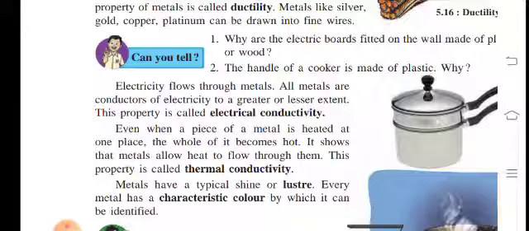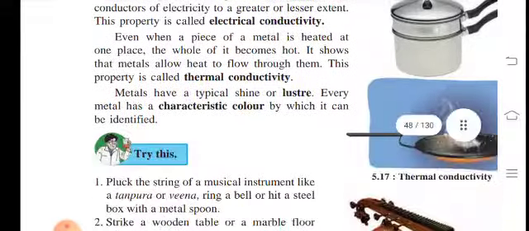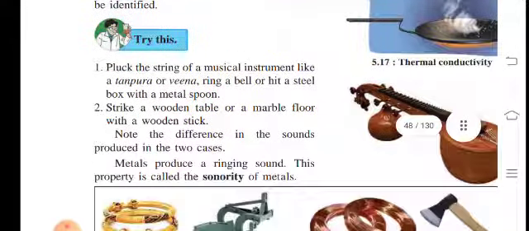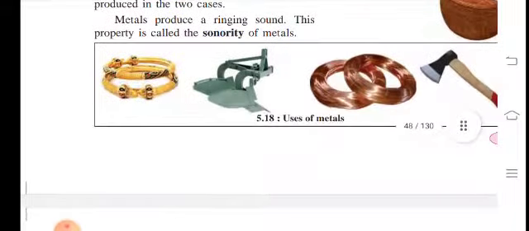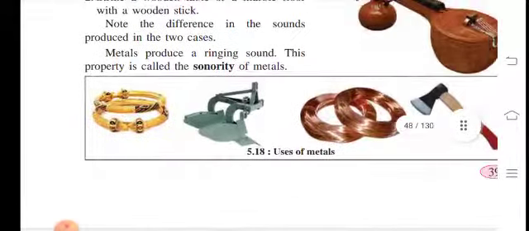And we can easily identify metals. Why? Because metals have a typical shininess, that is called luster. These are the characteristic colors by which they can be identified. And metals produce a ringing sound, meaning when we hammer we can get a proper sound, and this property is called the sonority of that metal. Okay, so these are the different properties of metals.